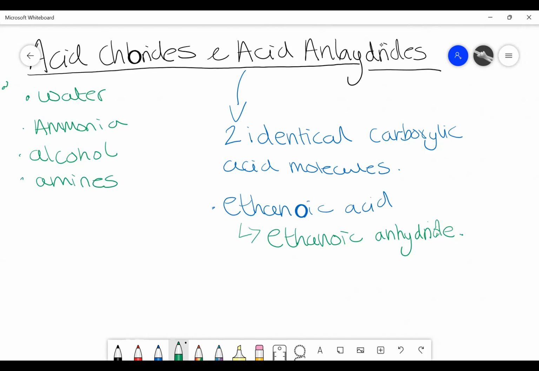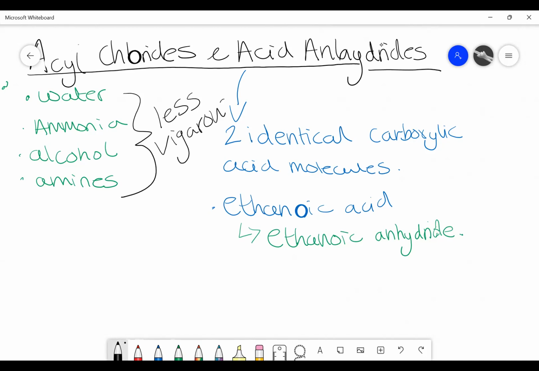They're almost identical to the reactions with the acyl chlorides, but I wrote acid chlorides here, I've just realized I should say acyl chlorides. But they're just less vigorous. So they react exactly the same way as with the acyl chlorides, but it is just a less vigorous reaction that's going on. And what you get forming is a carboxylic acid instead of your hydrogen chloride.